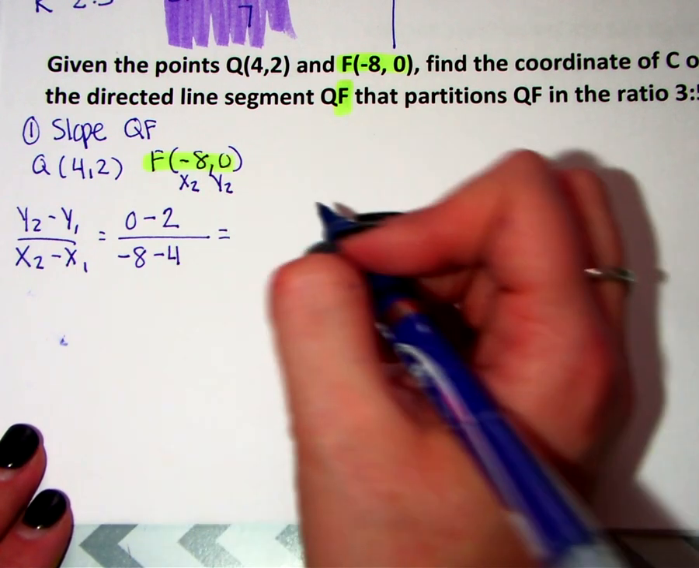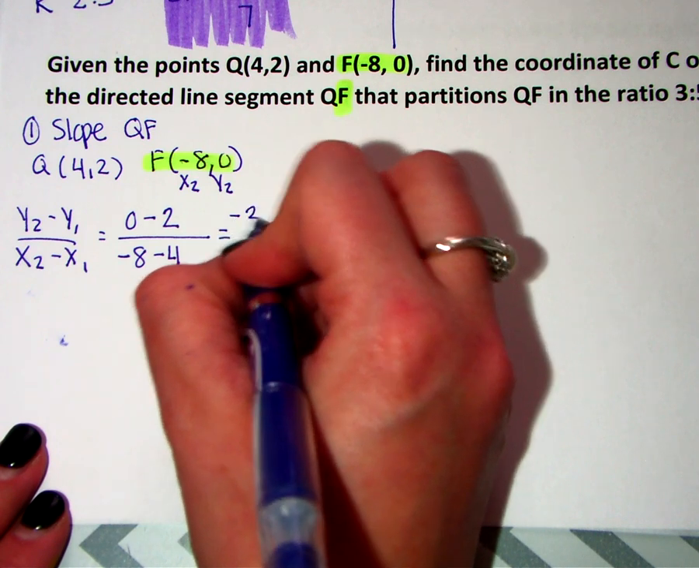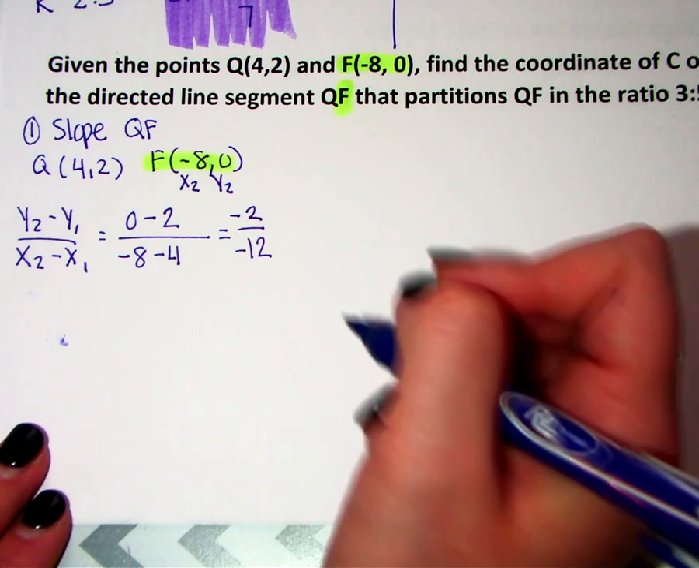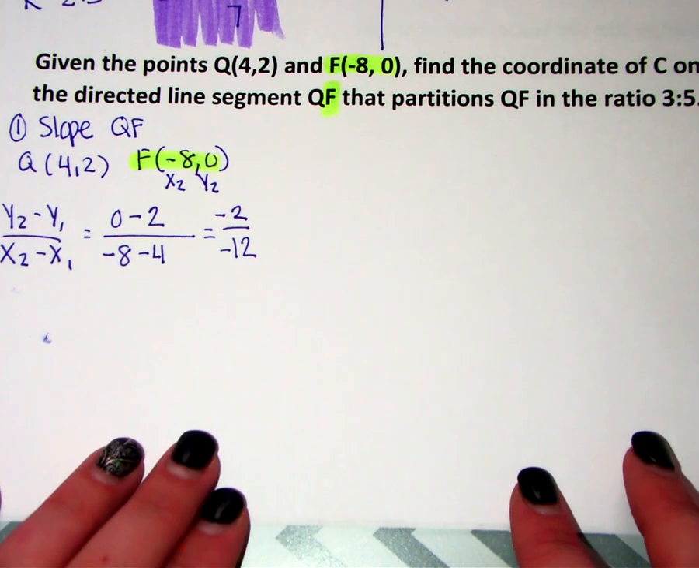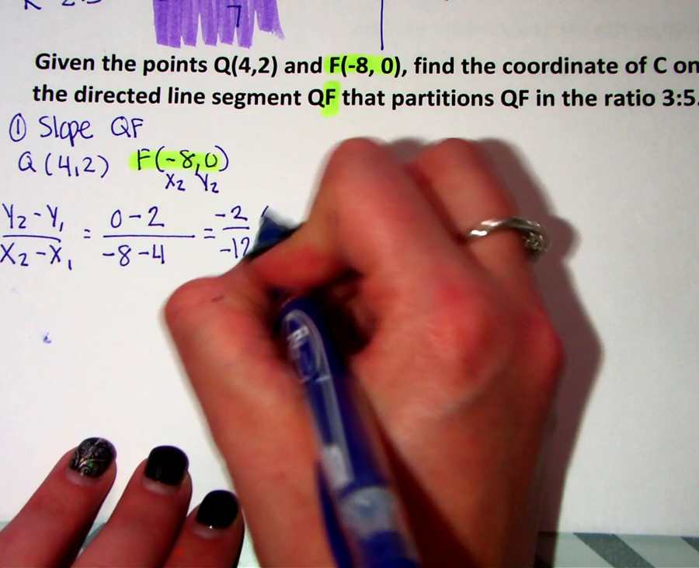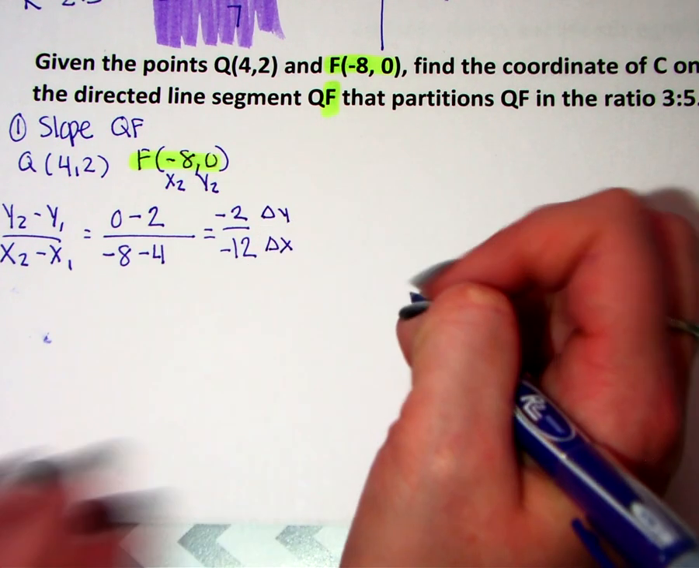Does this give me the same answer? Oh my goodness. Negative 2 over negative 12. That's probably why I don't make up a lot of problems, because I get the same slope. So we did end up with the same slope as last time, but that doesn't mean that our answer is going to be the same, because our scale factor is going to change. So my change in y is negative 2. My change in x is negative 12.